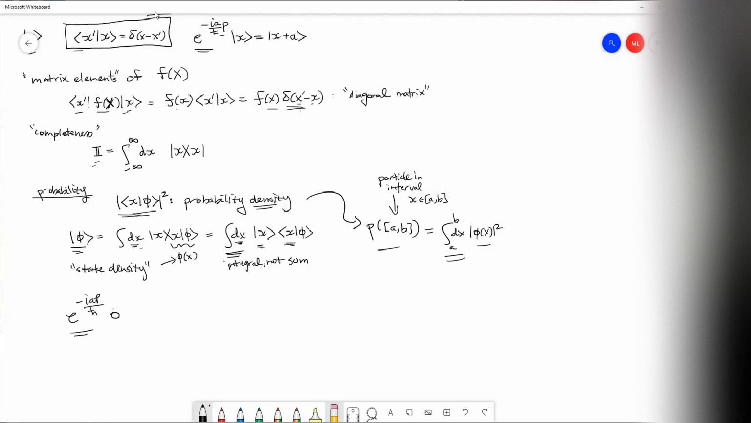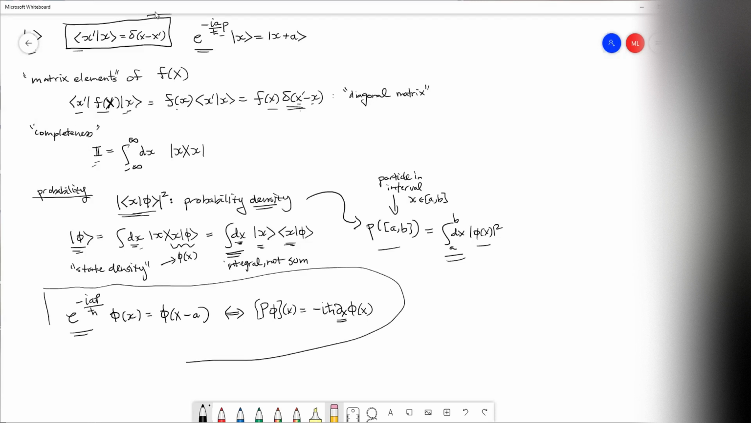So if you do this and you act on a function, a wave function phi of x, what'll end up happening is that you get phi of x minus a. And this is basically equivalent to defining p acting on that function as minus i h bar. I'm going to use this notation now, it just means derivative with respect to x, phi of x. You can check that these two things are completely related. I wonder, why is this minus sign here?